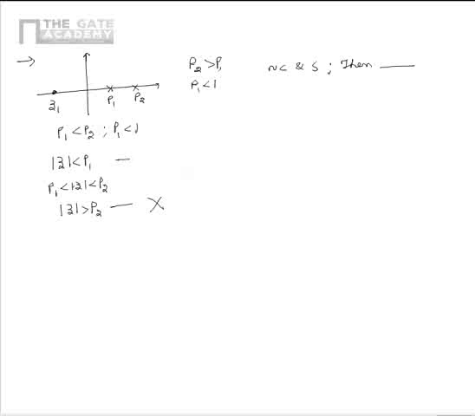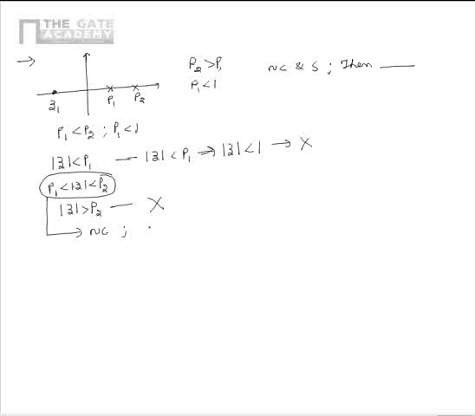In case of the first ROC, the ROC is mod z less than P1, as P1 is less than 1, ROC is mod z less than 1. So ROC doesn't include the unit circle, so the system is unstable. So this is not a possible ROC as well. From this, we see that P1 less than mod z less than P2 is the possible ROC. And also we know that in this case ROC is a ring, so the system is non-causal.